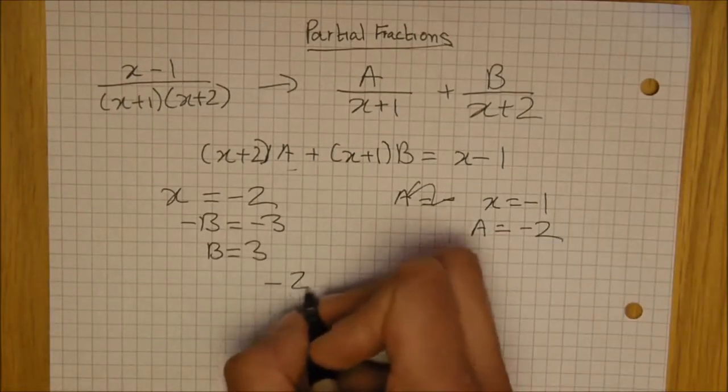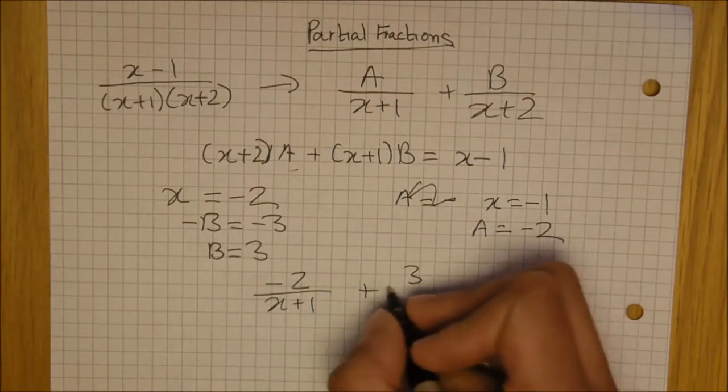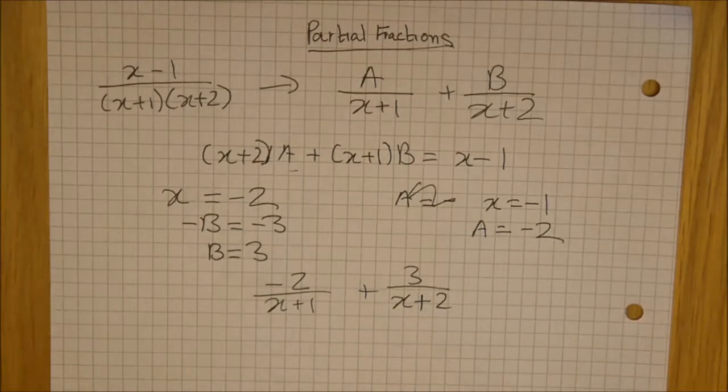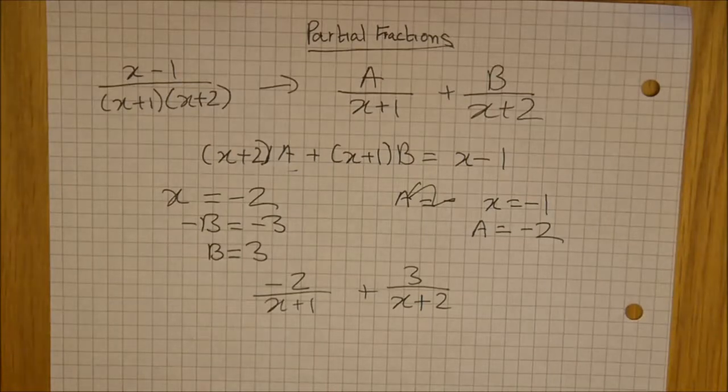So we can write this as minus 2 over x plus 1 plus 3 over x plus 2. Now, that is a valid answer. You must write it so that you've got your constants actually in place of a and b, because just writing a and b is wrong. Now, here's the important bit.